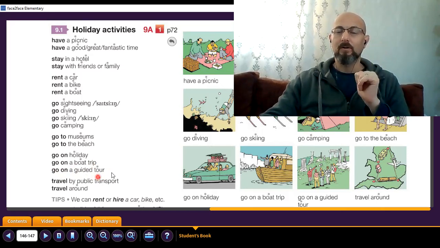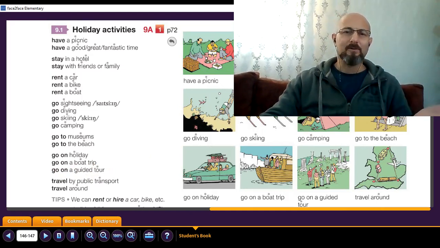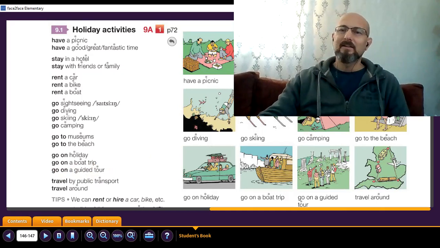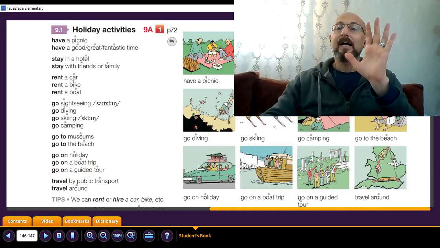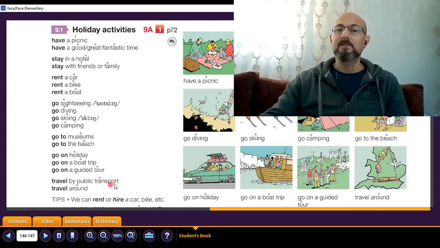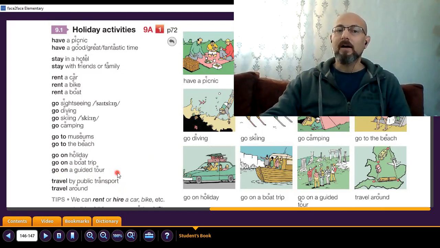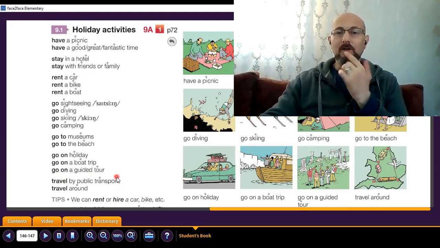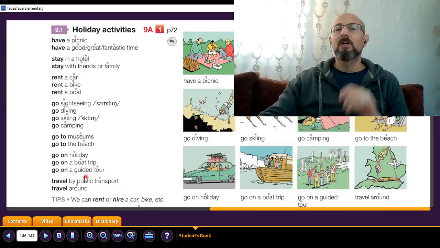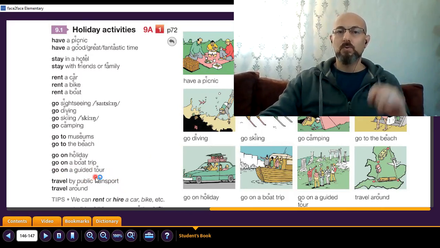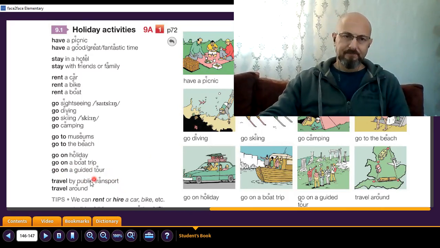Not tower, no. Look here, this is tower. They say Eiffel Tower. Here it's the opposite: tour. So, guided tour. We don't say the r because it's British. Tour. Okay.